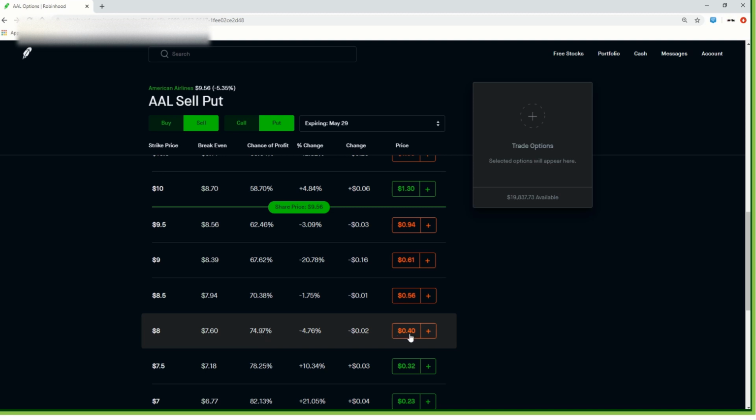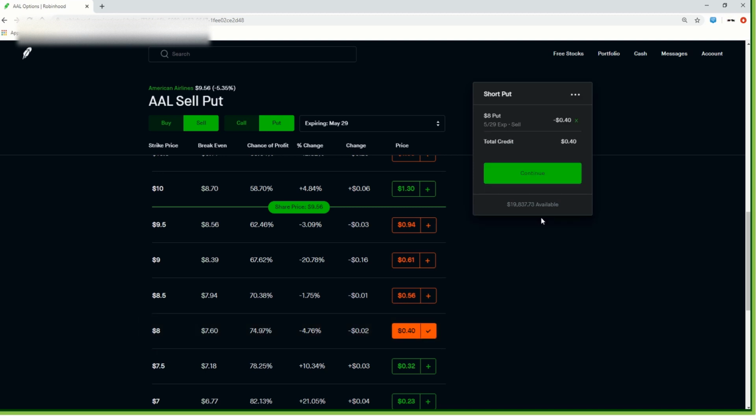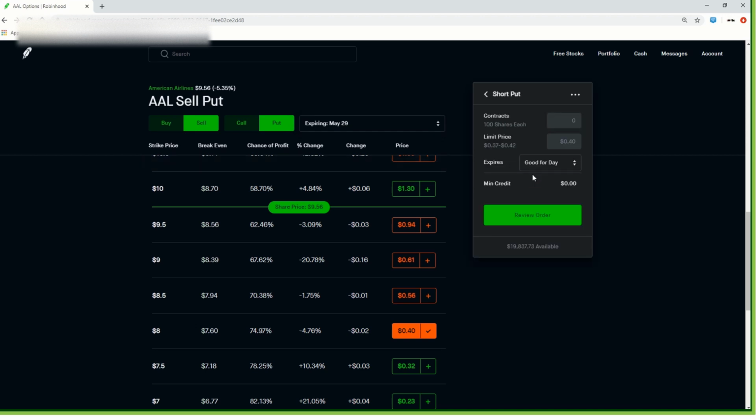So I'll go ahead and click that, and you can see the total credit for this option is 40 cents. So 40 cents times 100, because in one contract we have 100 shares. So that equals $40 credit we'll be getting for selling this option on the expiration of May 29th. So we'll go ahead and click continue right here.